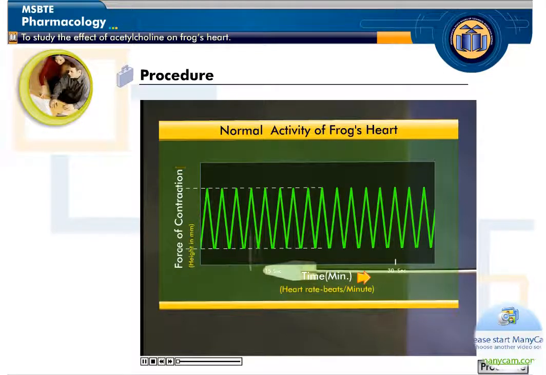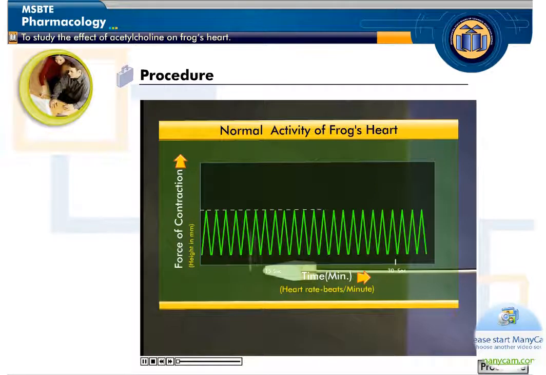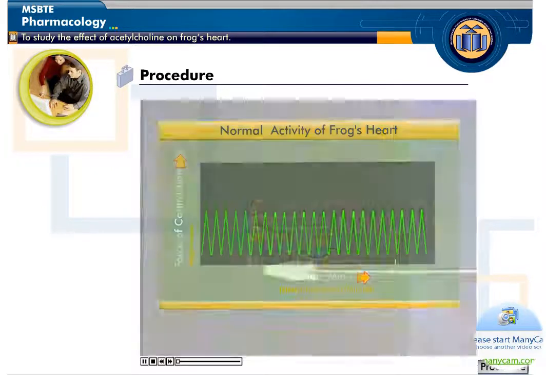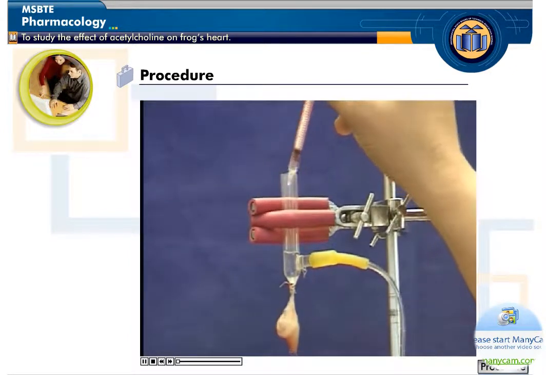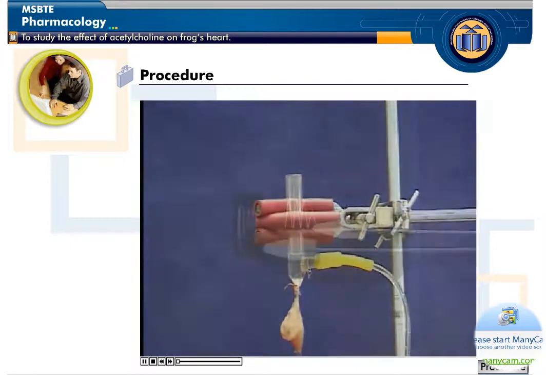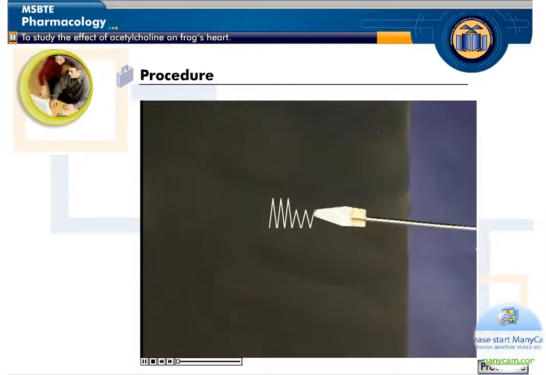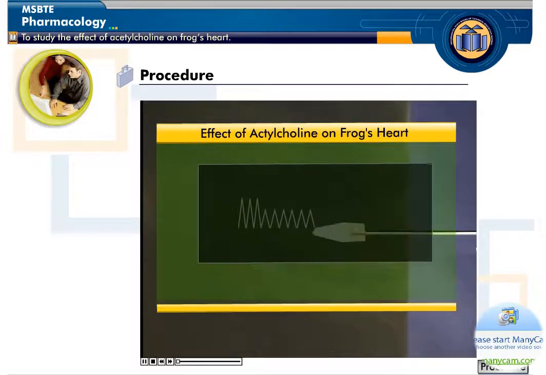You can see that all the peaks in the tracing are of the same height and at the same distance. This means contractions are rhythmic and with normal tone. Now stop the drum, inject 0.1 ml of acetylcholine solution into the cannula. Start the drum immediately and record the response of heart on the smoked paper for 1 minute again.